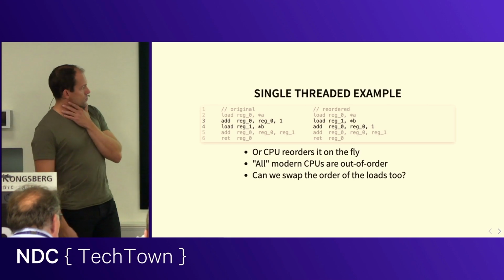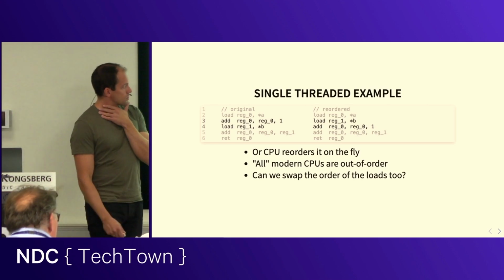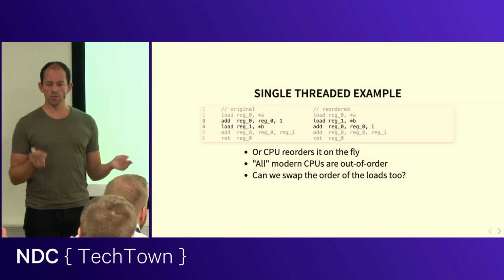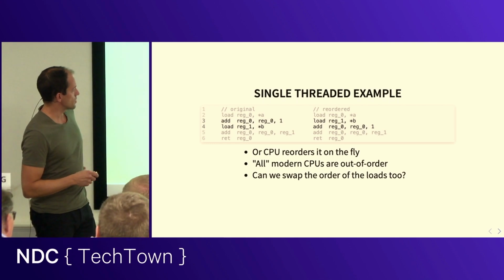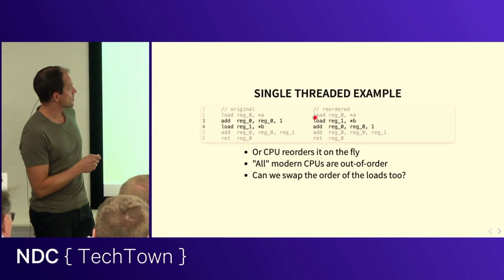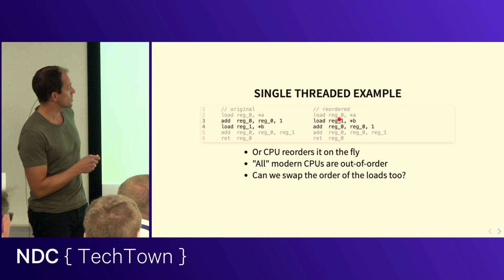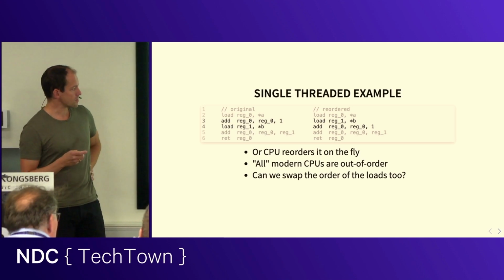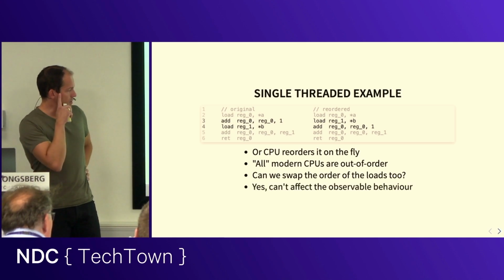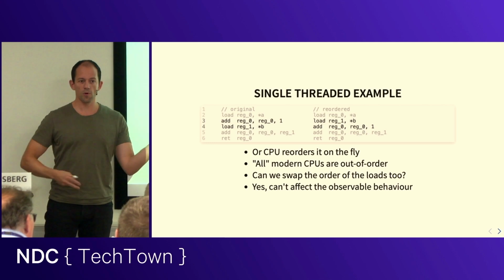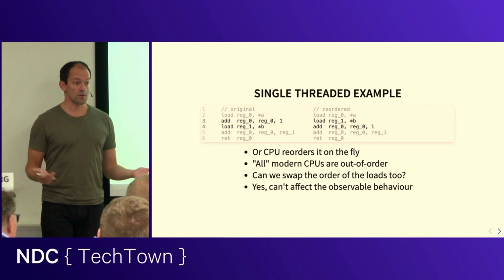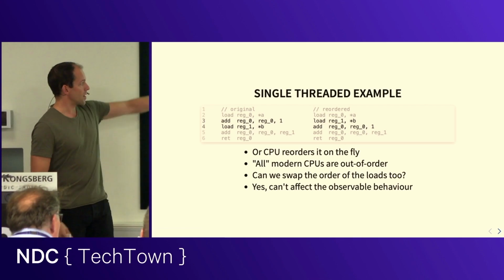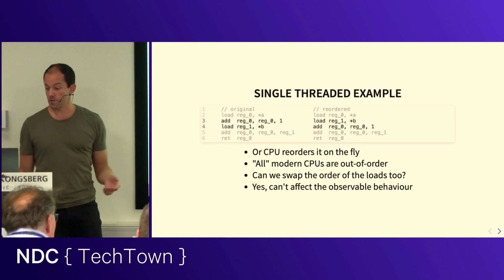But then there's another question. Could we swap the order of the loads? It's not really going to help, probably. It doesn't really matter which one you start first. You need to do both. But could we reorder the loads? So we have this one loaded into this register, and this one loaded into this. Can we reorder those as well? And yeah, in this example here, no matter which value you load first, it doesn't matter. The result will be the same in a single-threaded program like this. There's no way that anything will have changed.